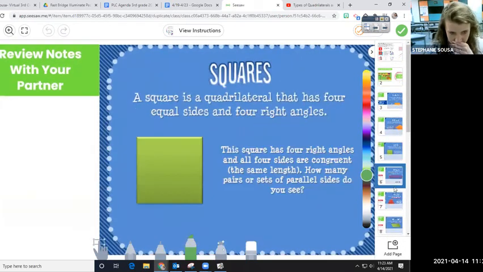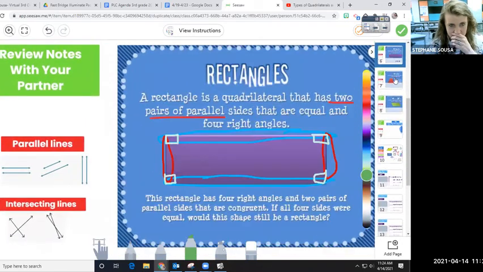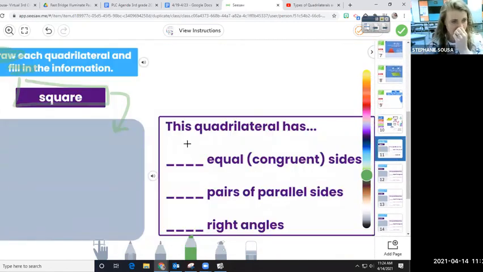Use your notes. Oh man, my computer's acting so weird. It's like flipping through all these things. Hold on, I gotta figure it out. I don't know why it's doing that. Hold on, use your notes, use your notes, use your notes. Okay, all right. Oh, okay, cool. I got it under control.